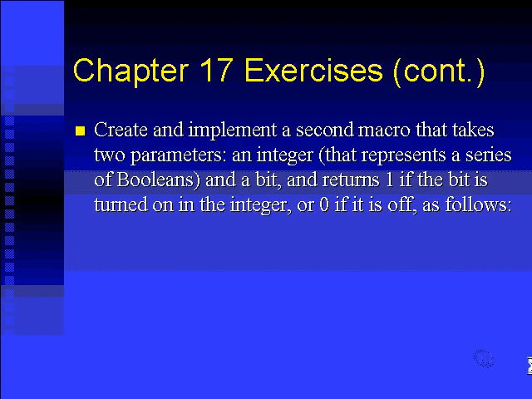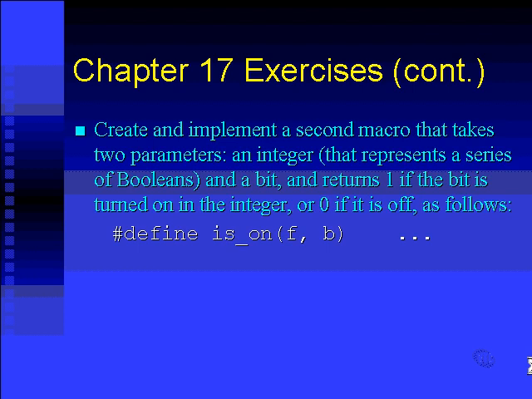Finally, a second macro. This macro is much simpler than the first one. It takes 2 parameters, an integer, the second parameter is a bit, and it will return 1 if the bit is turned on or 0 if it's turned off. So it'll simply look like that. So you'll be able to do a little test. You could put the isOn macro inside an if statement.